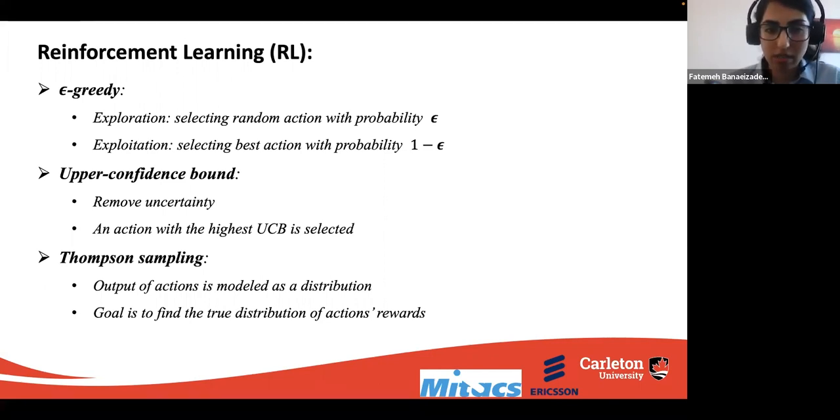Thompson sampling also works the same as upper confidence bound to remove the uncertainty, but it is designed based on probability, the distribution probability. It means it will start from the prior distribution, and during the training, it will try to find the true distribution of the reward which is returned from each action.